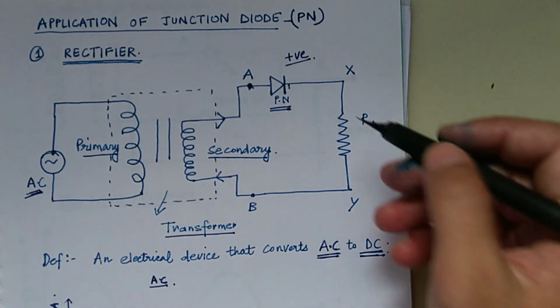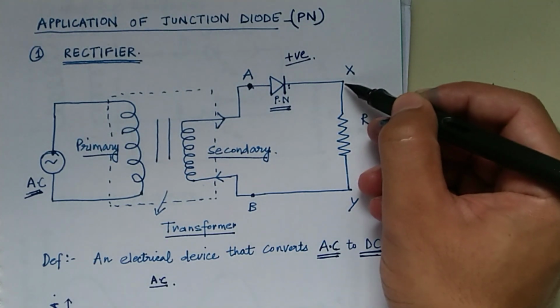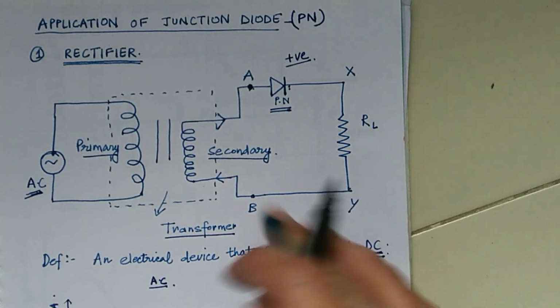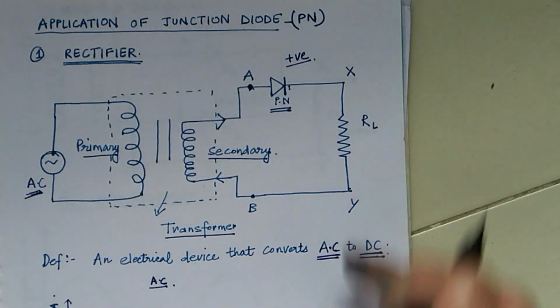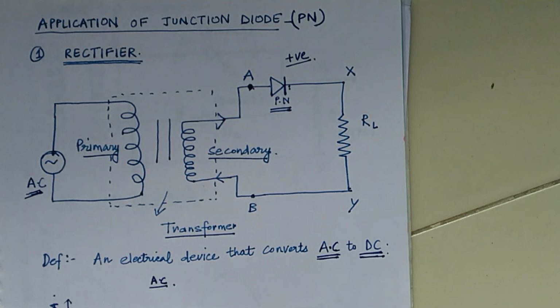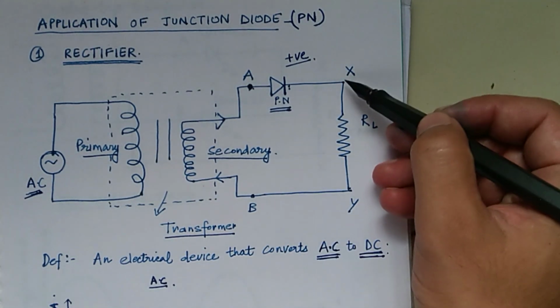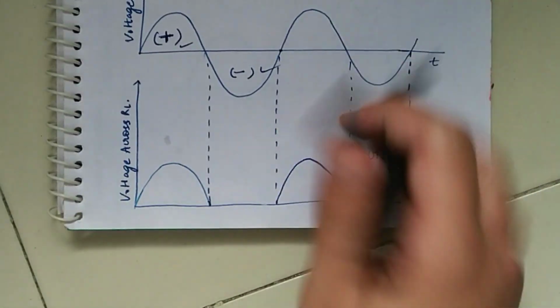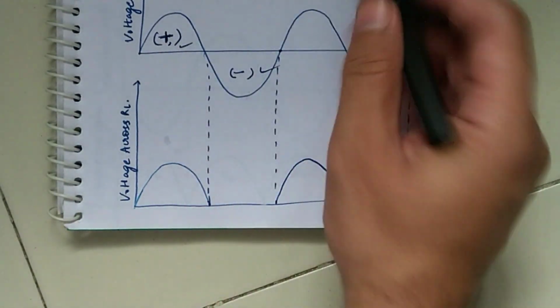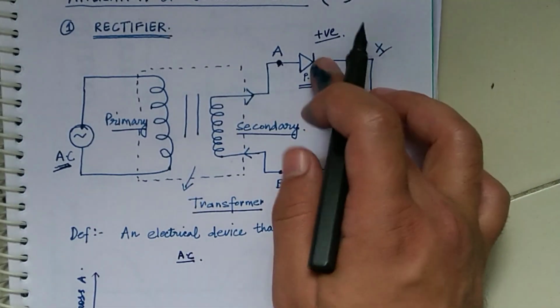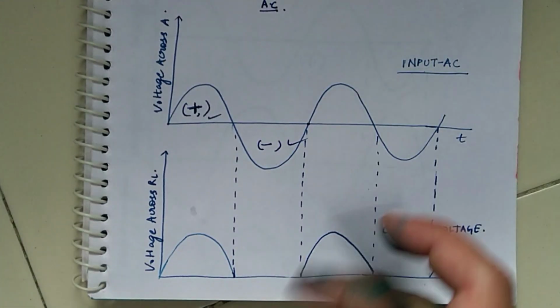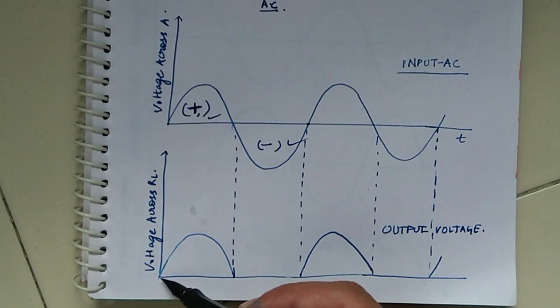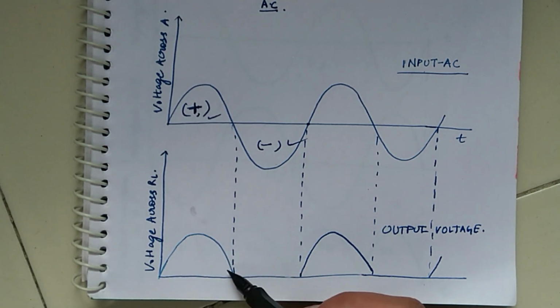what will happen? There will be a drop of voltage across RL, and we will have a resultant voltage across RL. Only the positive cycle will be able to pass and reach the XY terminal. Here we have the characteristic. In the positive cycle, the diode which we have connected here allows the current to pass, and here we have the resultant output across RL.